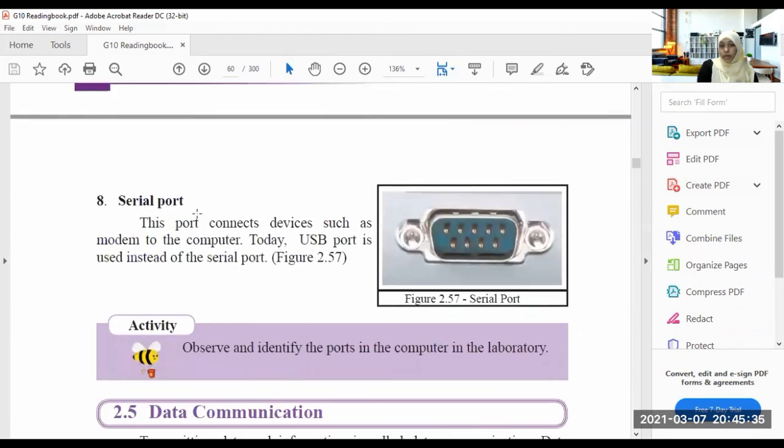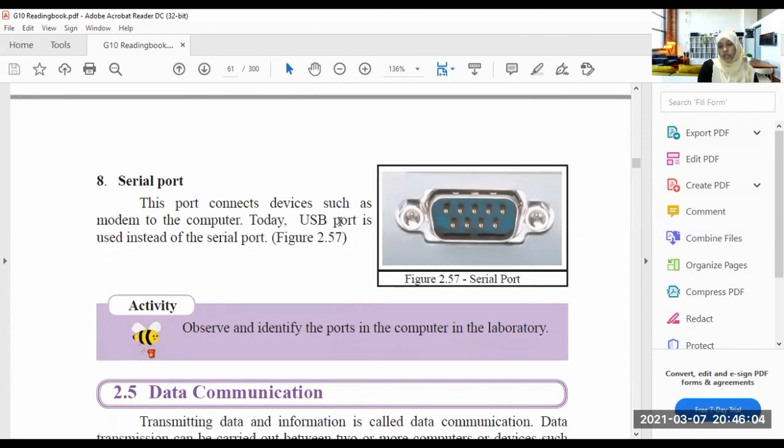Next one is the serial port. This port connects devices such as a modem to the computer, but actually today modems are not used separately, because the modem is used as an embedded component, like inside the router nowadays. So today the USB port is used instead of the serial port. Serial ports are not used these days. Only USB ports are used nowadays.